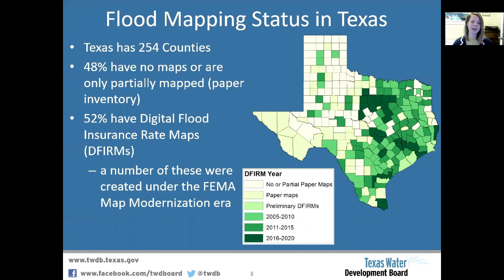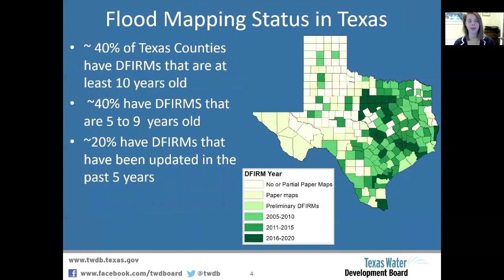However, when transitioning to this digital format, for several of the paper maps, they just redelineated the existing floodplain. So you have to keep in mind that even though a county may have a digital flood insurance rate map, it doesn't necessarily mean that a new study was done or that there's more updated flood hazard information than there was previously on those paper maps. So just something to keep in mind when you're looking at these statistics.